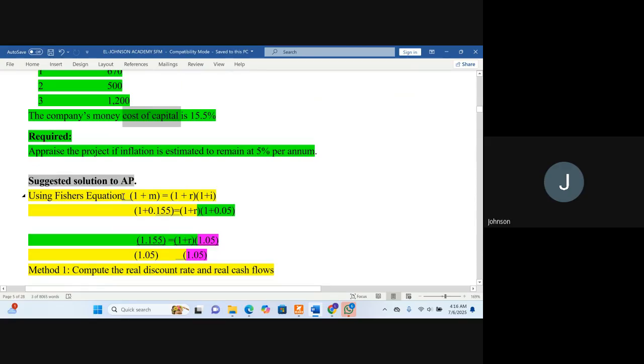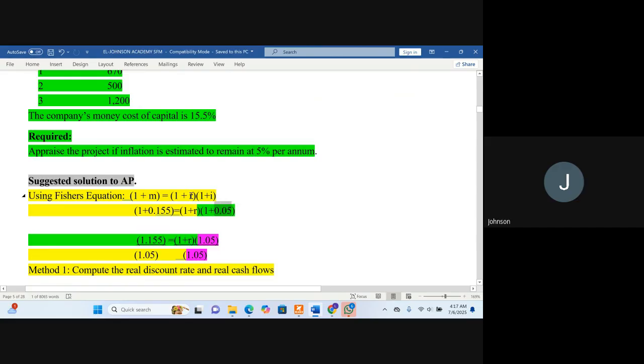The Fisher's equation says 1 plus m, where m is the inflated rate, equals 1 plus r, where r is the real rate, times 1 plus inflation. So just check in your question, where is my inflation? Your inflation is 5%, which is divided by 100. You divide 5 by 100, you have 0.05. So that's how we have 0.05 here.